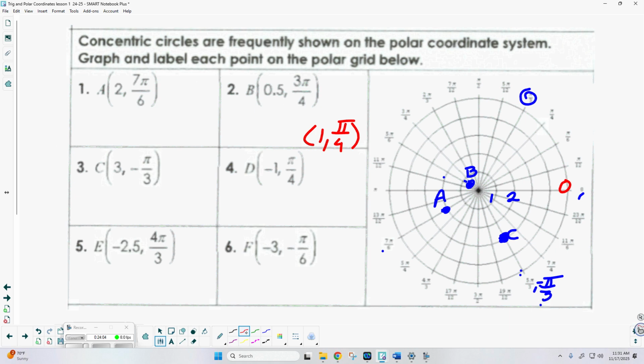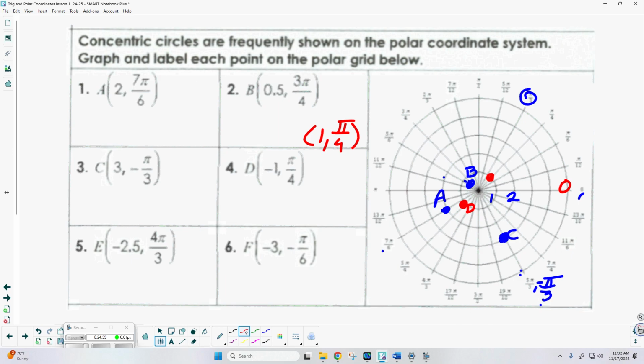I'm going to rotate to pi over 4, and then I'm just going to go 1 unit towards that angle. Okay, but here's the thing. If it's a negative radius, I'm not going to go towards the angle. I'm going to go in the exact opposite direction. And you can use these lines to help you out. So instead of going towards pi over 4, we're going to go in the opposite direction. So that point D should be right there. That's actually in quadrant 3. If the radius is negative, you go in the opposite direction to your angle.